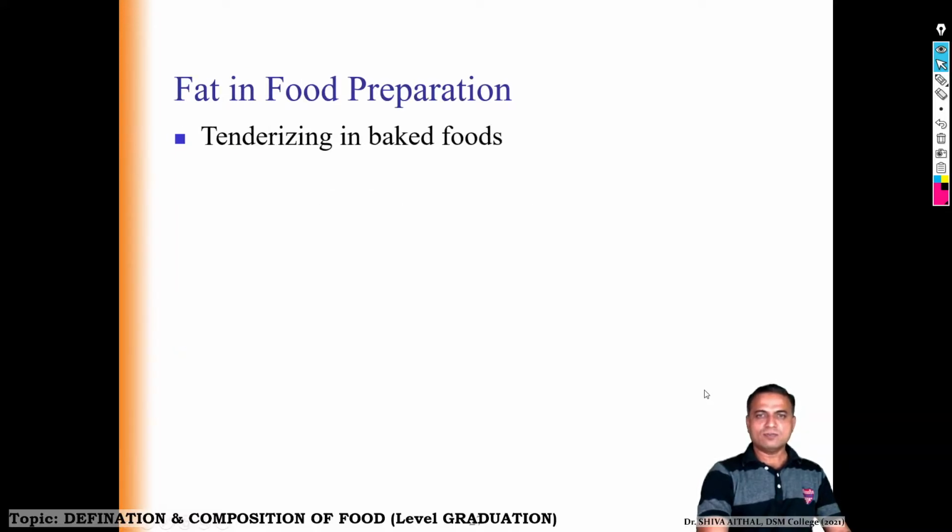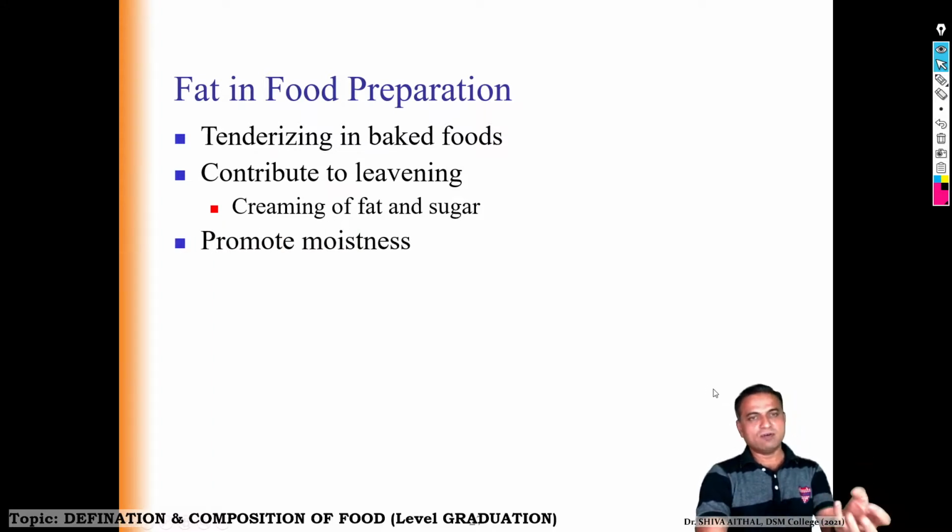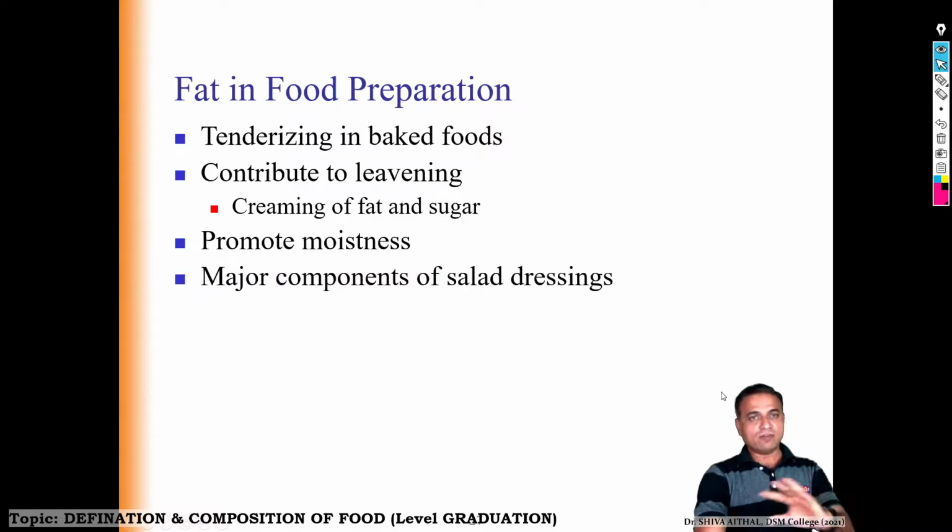So fat in food preparation from ancient times is very common, like tenderizing in baking foods. Fats contribute to the leavening, creaming with fat and sugar, the creamy layer which is there, and promote moistness. When you have fat in the food, it always maintains the moisture. Therefore fatty foods are very prone to microbial attacks, and they deteriorate very easily.